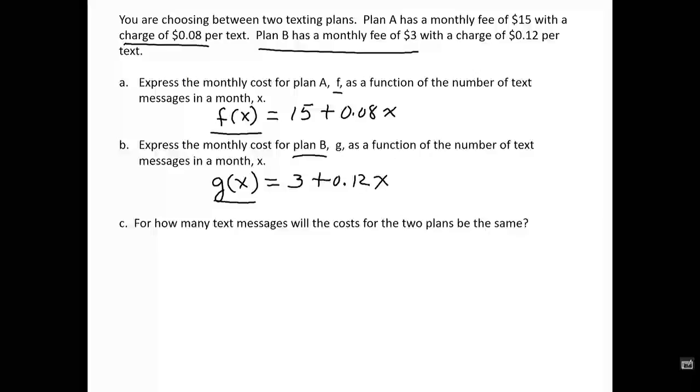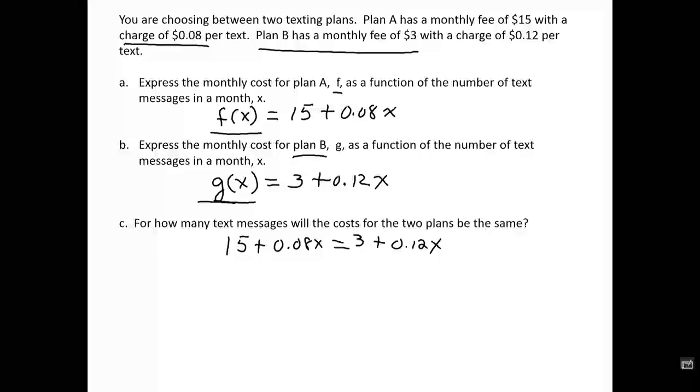Part C, how many text messages will the cost for the two plans to be the same? In order for the cost of the two plans to be equal, that means then that we want f of x, which represents the cost of Plan A, equal to g of x, which represents the cost of Plan B. What do we have to do then? So we merely just need to equate them, because when will the cost be the same? So it's when f of x is equal to g of x. So what do I have? 15 plus 0.08x is equal to, now g of x, 3 plus 0.12x. And now we want to solve this for x.